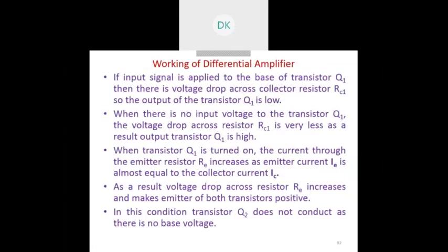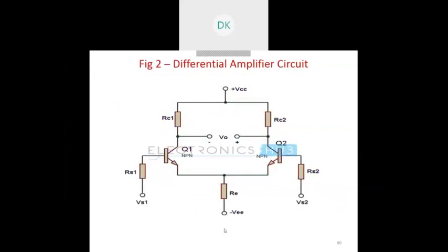Working of a differential amplifier. In this working of a differential amplifier, I am giving input signal VS1. VS1 is applied to the base of Q1. There is zero voltage applied to the base of Q2. In such a case, what will happen? Input signal is given, base current will flow, collector current will flow, and the output signal at the collector will become low. Here, input signal is higher, output signal is lower.